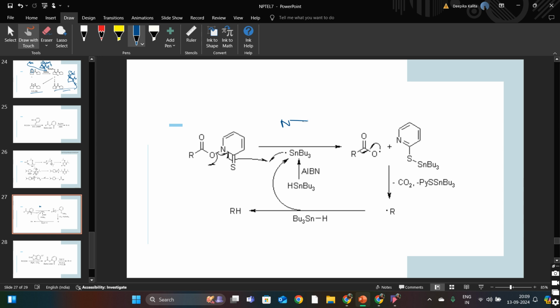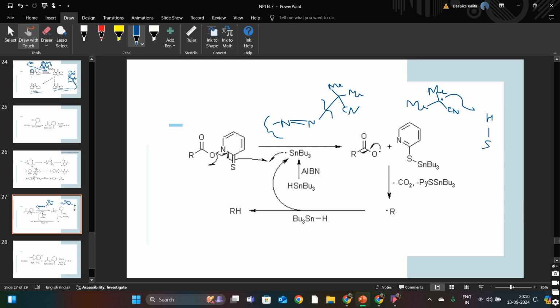The AIBN is containing this type of structure. And as a radical initiator, this side also the same substituent is present. As a radical initiator, they undergo breakage of this bond and you get a stable radical, which is this particular radical.